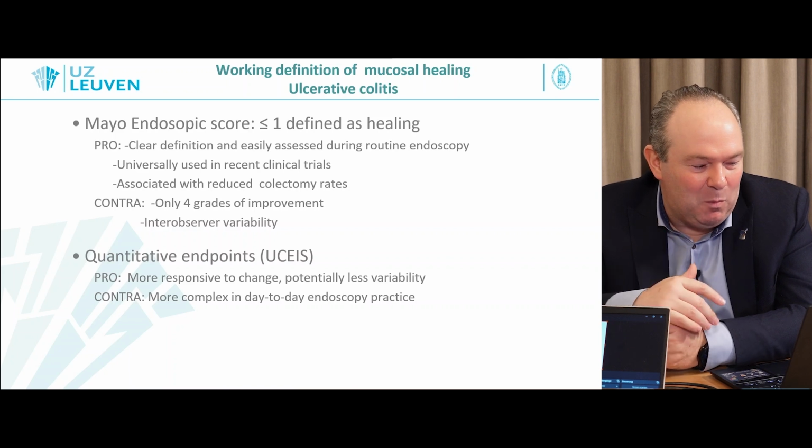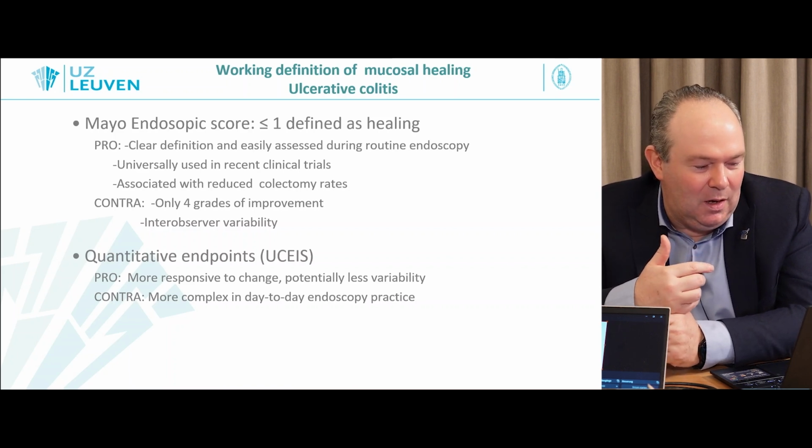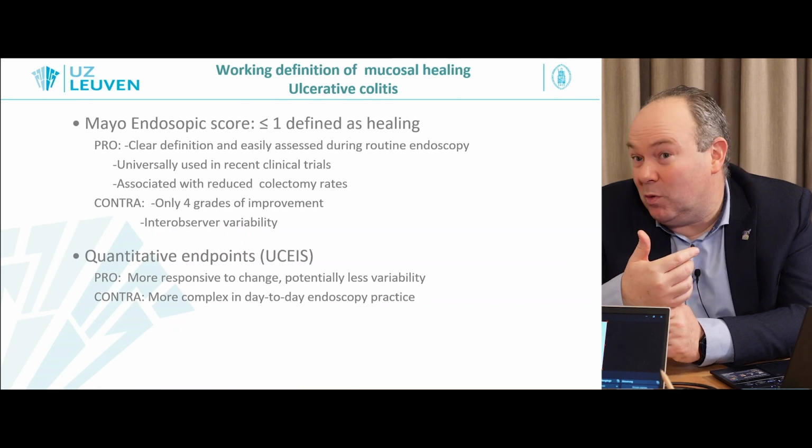So the UCEIS is a little bit more quantitative, more complex in day-to-day endoscopy practice, but it's probably also more responsive to change. But it's also interesting how mucosal healing is defined. So it's not complete mucosal healing. And I think you mentioned it before that we are going more and more into complete mucosal healing, complete histological healing. So there are different challenges, because now we have talked about obvious inflammation nobody would doubt.